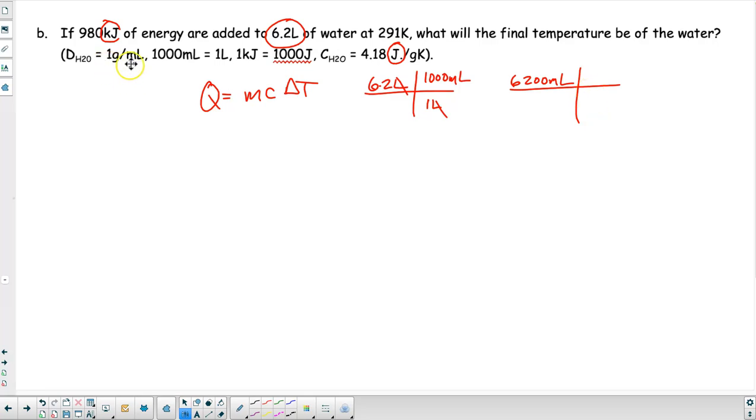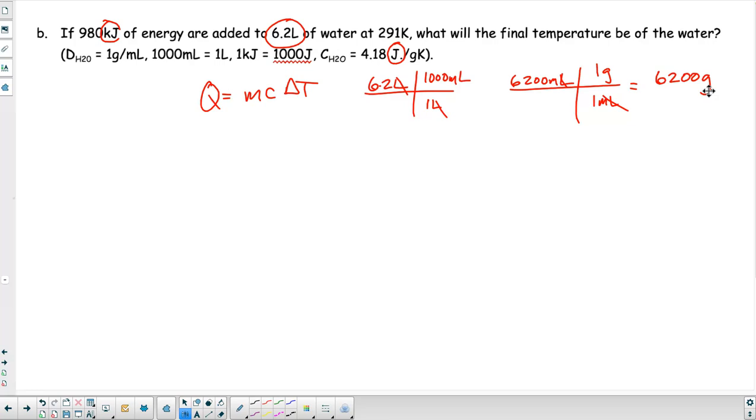If you look at the density, it's 1 gram per milliliter, so I know every 1 milliliter of water weighs 1 gram. Mils cancel. So it's the exact same number, 6,200 grams of water. So now we know the mass of water.